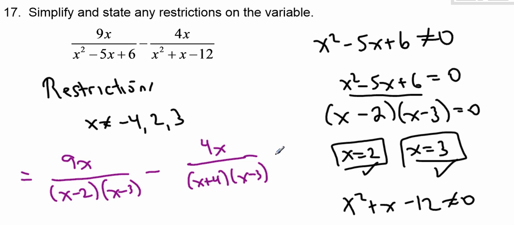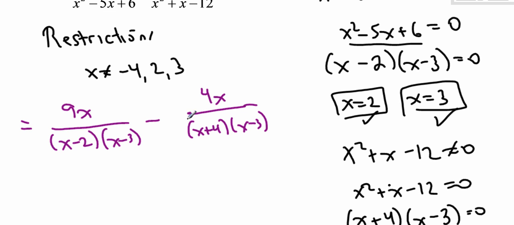The reason why you want to factor them is because we're looking for what's in common in these denominators. So I can see that both denominators have x minus 3 in common. So I don't need to introduce that to either this fraction or this fraction. It's already there. However, x minus 2 has to be introduced to the right, and x plus 4 has to be introduced here.